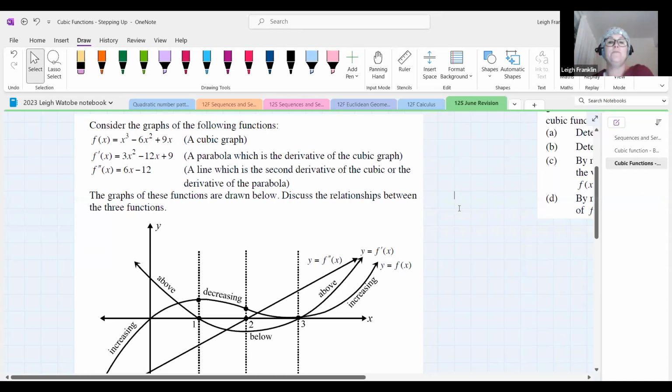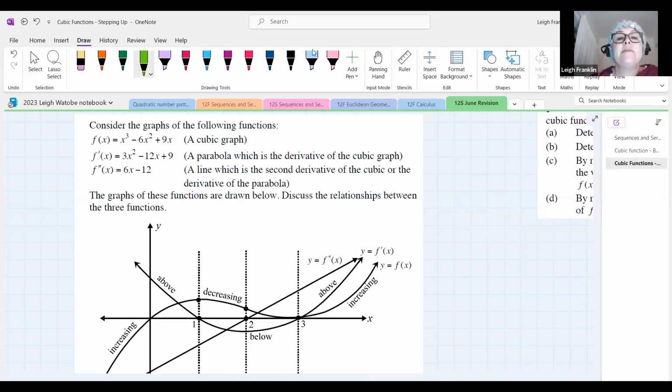All right, so the first graph that we have is our cubic function. I'm going to highlight that in pink. So this is the graph of f of x. It's the graph x cubed minus 6x squared plus 9x, which is a cubic function. And this is your cubic function over here. There's your cubic function in pink.